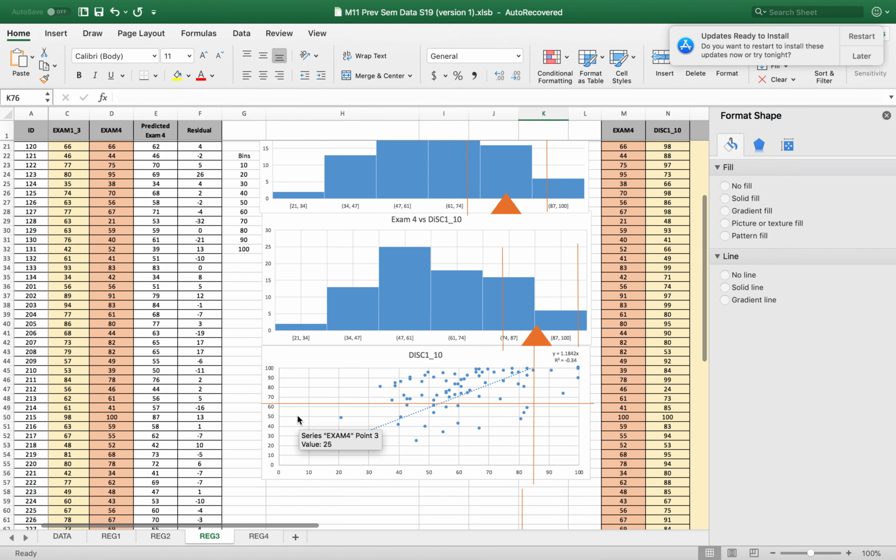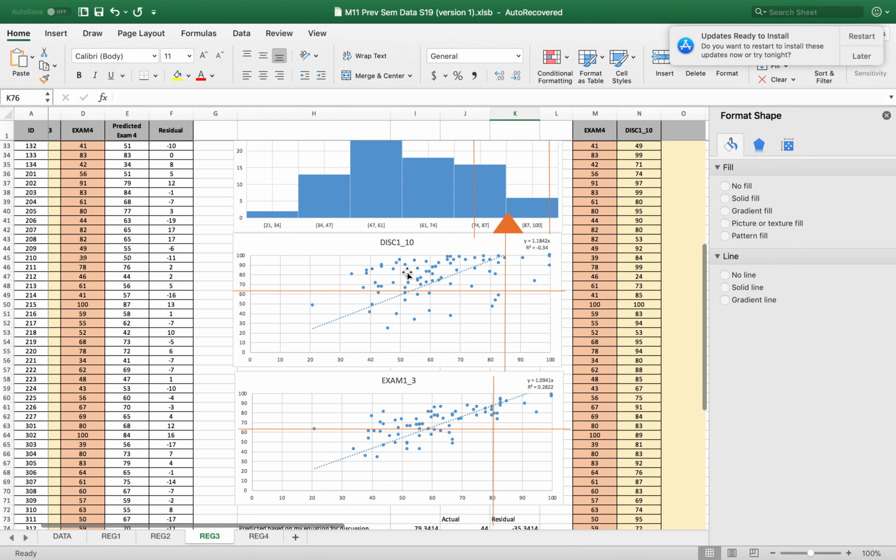I did a scatter plot for each of them. This is for the discussions and this is for the exams. And then these lines represent where the means are. As you can see, it crosses right here, and these are where their means are. And this is the regression line, where y equals 1.182 times x, that's my slope right there. So every time x goes up, it's going to go up by 1.1842. As well as this one, every time x goes up, it's going to go up by 1.0941.